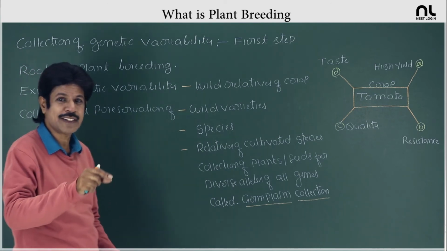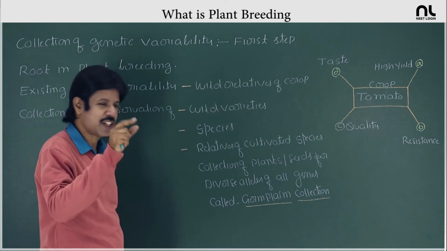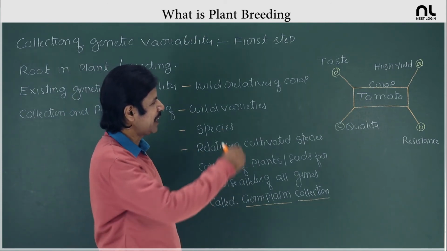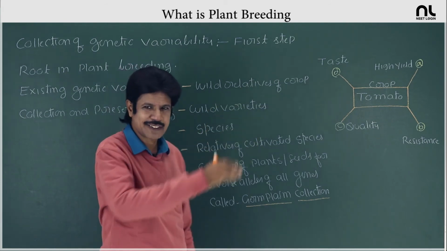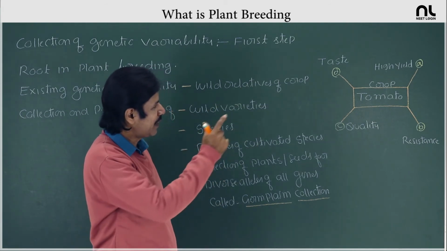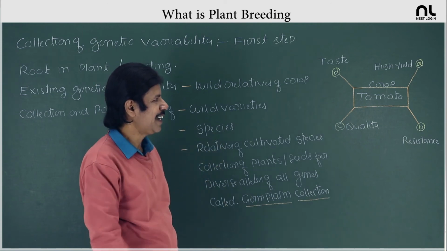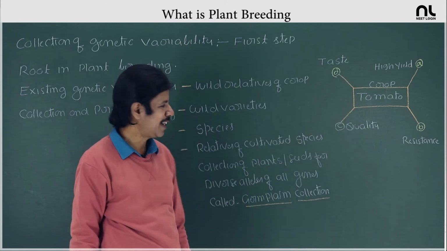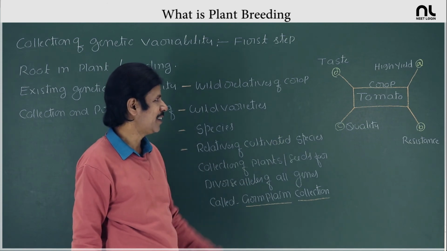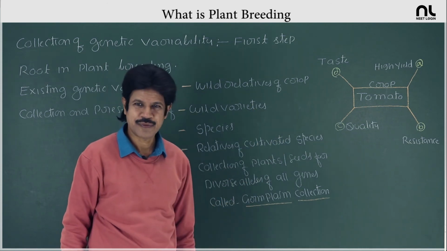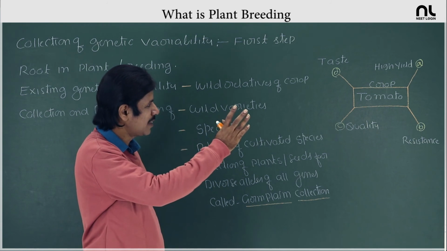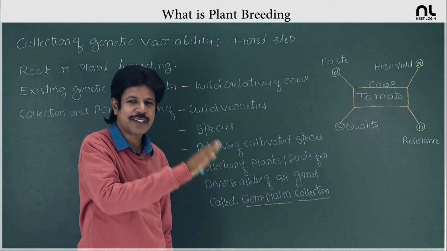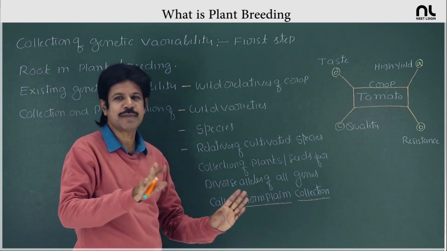What do you call it? Germplasm collection. If you take tomato, the crop is having different alleles for different traits, that is high yield in one plant, resistance in another, quality in another, taste in another. So diverse alleles of all genes for said crop is said to be what? Germplasm collection.